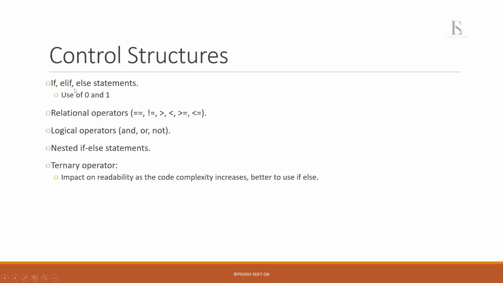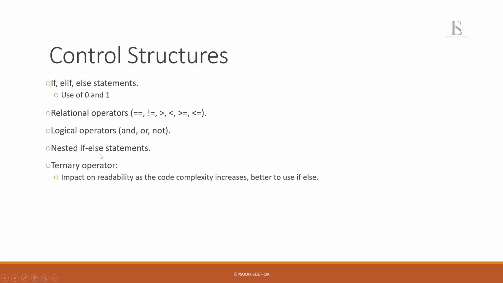Then we talked about control structures. We had if, else if, and else statements. True and false have a value of 1 and 0 in Python. We talked about relational operators. This is equals to, not equals to, this is greater than, this is less than, this is greater than equals to, less than equals to. We had logical operators and, or, not, right?